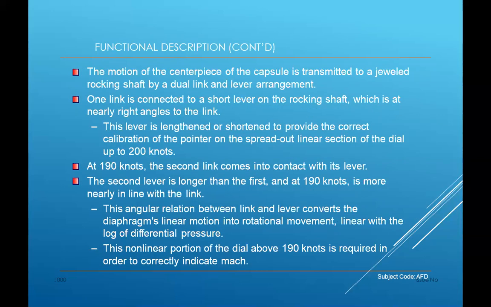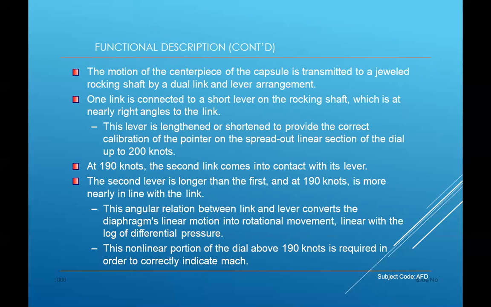The motion of the centerpiece of the capsule is transmitted to a jeweled rocking shaft by a dual link and lever arrangement. One link is connected to a short lever on the rocking shaft, which is at a nearly right angle to the link. This lever is lengthened or shortened to provide the correct calibration of the pointer on the spread out linear section of the dial up to 200 knots.